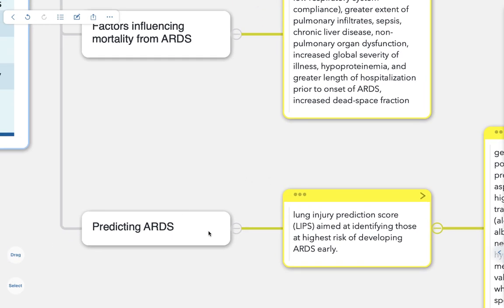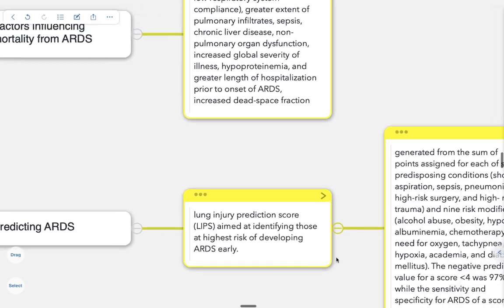Now, there are certain tools and scores that have been developed to predict ARDS. One such score is known as the Lung Injury Prediction Score, or LIPS, which was aimed at identifying those at higher risk of developing this condition.